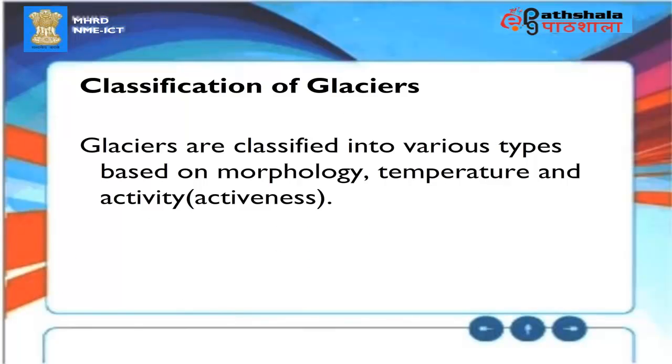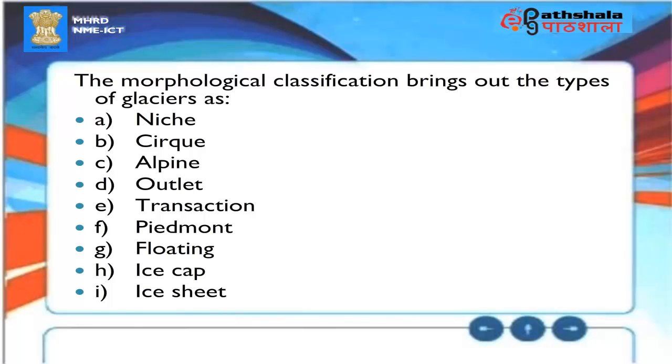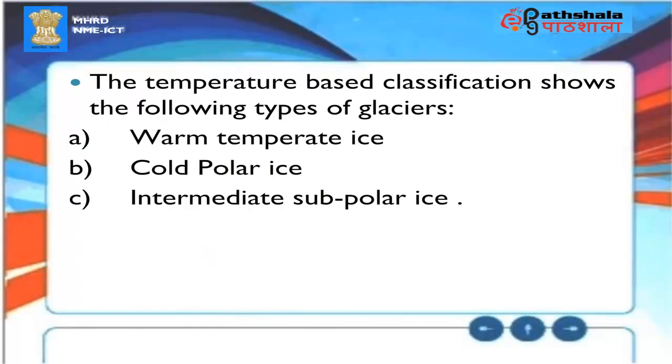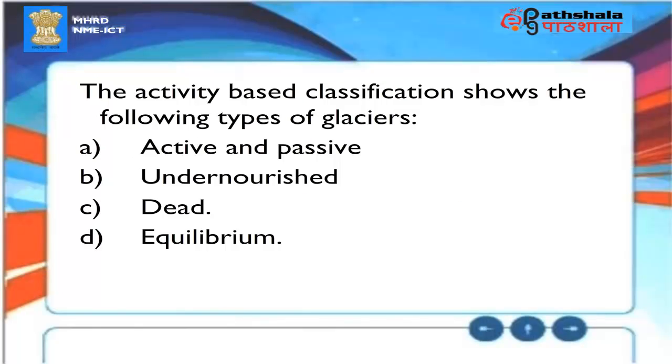Classification of glaciers. Glaciers are classified into various types based on morphology, temperature, and activity or activeness. The morphological classification brings out the types of glaciers as niche, cirque, alpine, outlet, transection, piedmont, floating, ice cap, ice sheet. The temperature-based classification shows the following types of glaciers: warm temperate ice, cold polar ice, intermediate subpolar ice. The activity-based classification shows the following types of glaciers: active and passive, undernourished, dead, equilibrium.